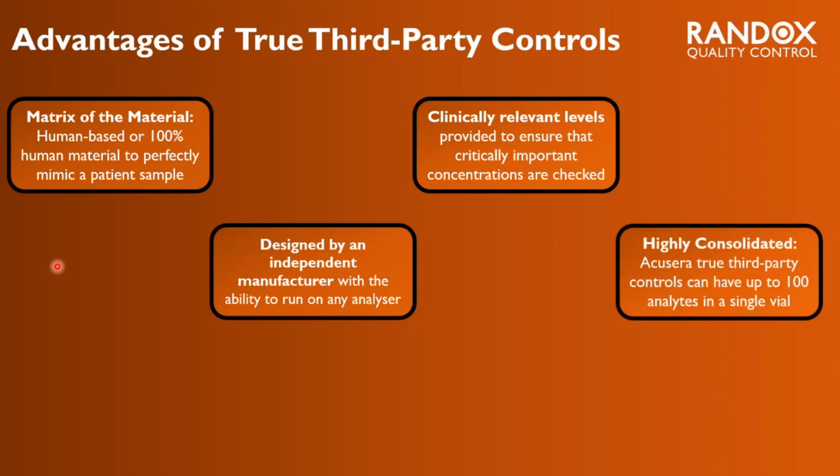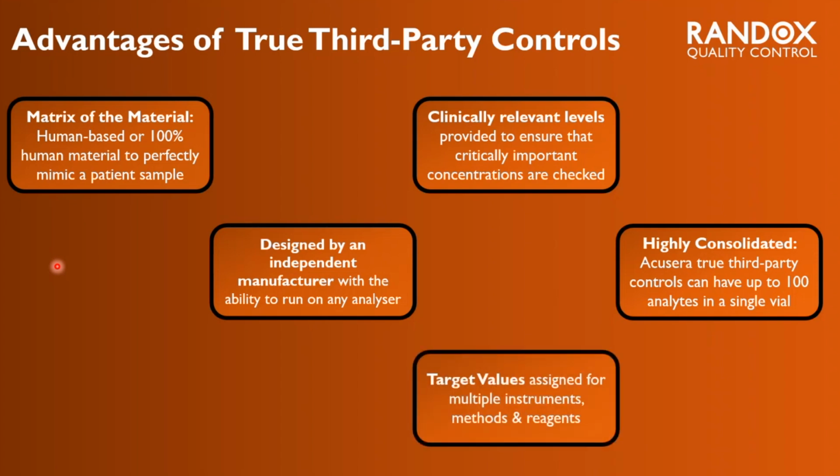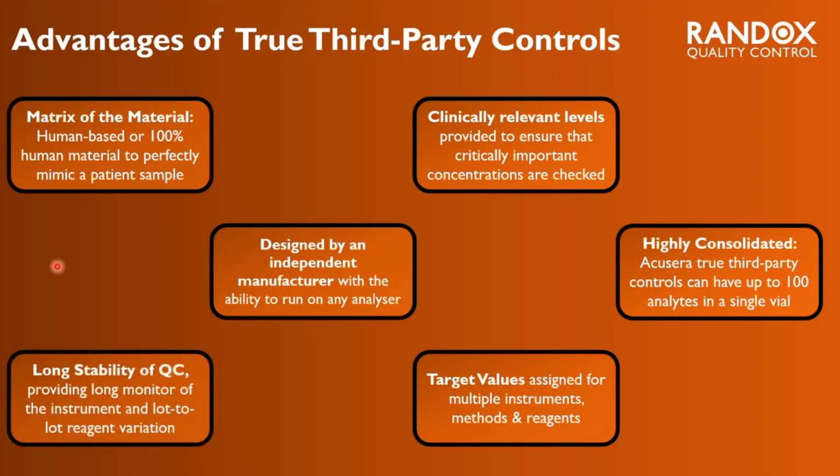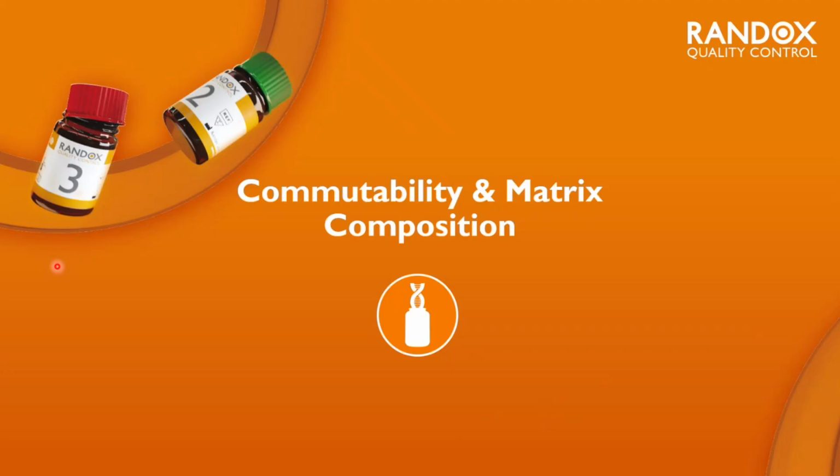They are highly consolidated. Some of our controls can contain up to 100 different analytes in a single vial. The target values will be assigned for multiple different instruments using multiple methods and reagents. And of course, our control provides long-term stability to then be able to monitor lot-to-lot variation in reagents. And this is something that labs are very interested in knowing. Now first, let's discuss for Acusera our commutability and matrix composition.